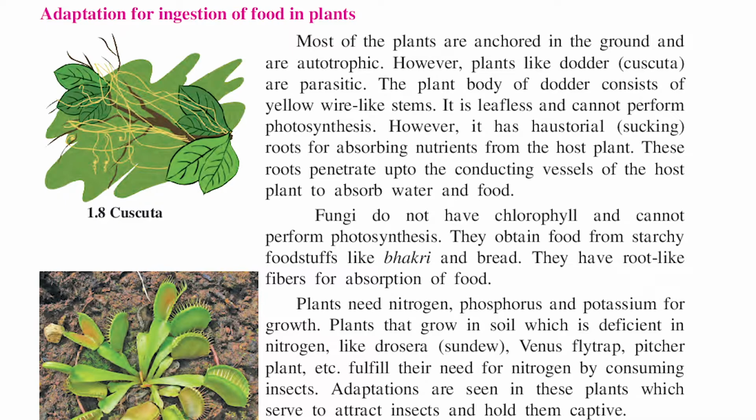Plants need nitrogen, phosphorus, and potassium for growth. Plants that grow in soil which is deficient in nitrogen, like Drosera, sundew, Venus flytrap, pitcher plant, etc., fulfill their need for nitrogen by consuming insects. Adaptations are seen in these plants which serve to attract insects and hold them captive.